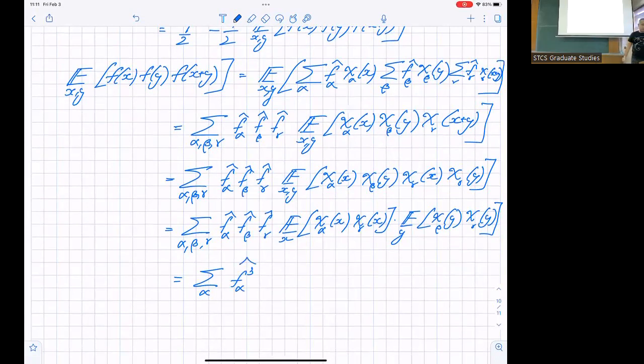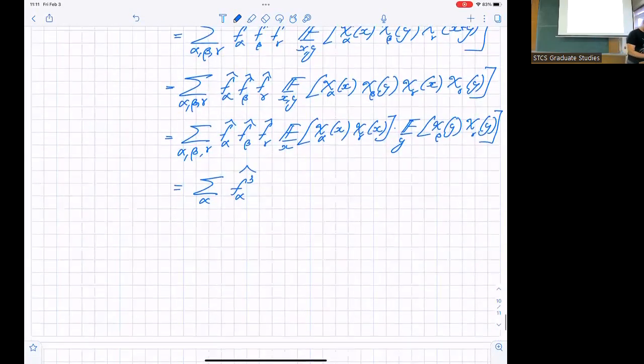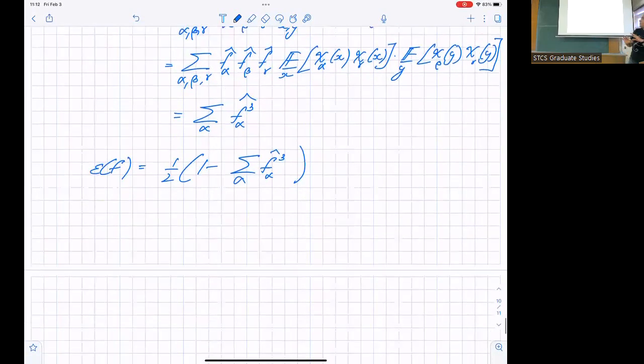Okay. So what are we at the end of it? We have managed to show that epsilon f is basically half times 1 minus summation of f hat alpha cubed. But I just want to say we have done nothing so far. All of this is representing the input epsilon f and delta f in the language that we want. Now comes what BCHKS actually do.